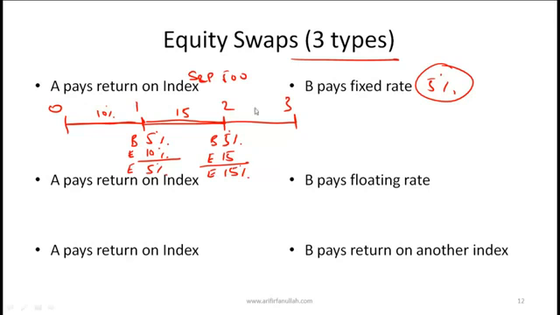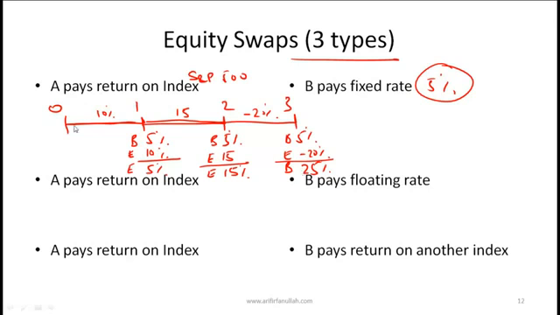Now in the third year, let's say that the index goes down by 20%. Now party B, who's the fixed rate payer, pays 5%, and the index payer actually pays minus 20%. What this minus 20% means is that the index payer is not going to pay 20%, he will receive 20%. So effectively what happens is party B, the fixed rate payer, doesn't pay 5%, he actually has to pay 25%.